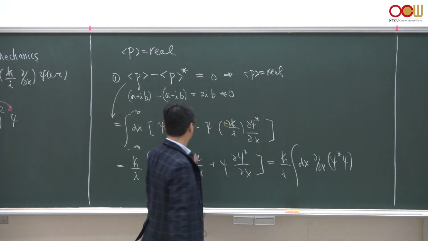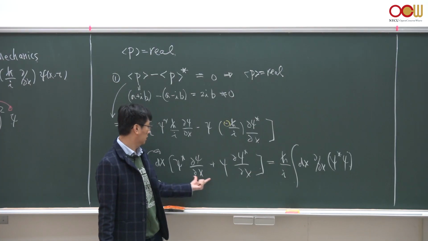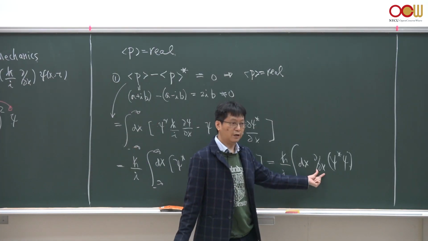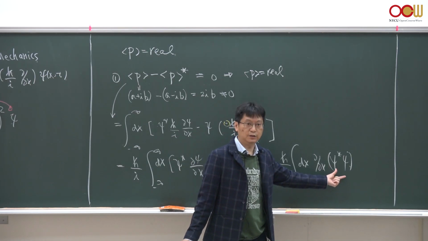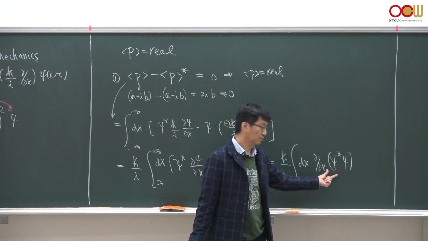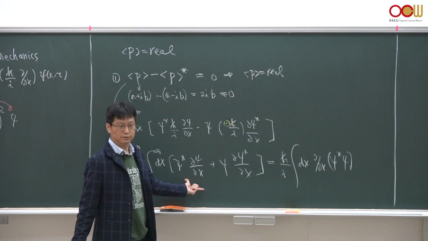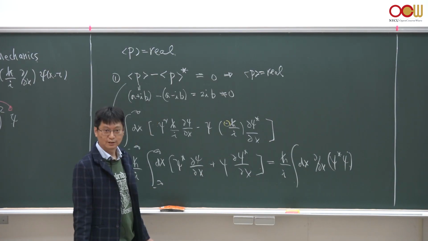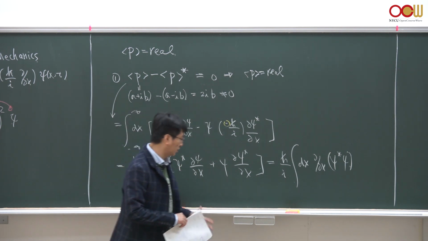Okay, so then you simply sum over these two terms, and by the chain rule, this is nothing but the partial x derivative of the whole thing, psi star times psi. By the chain rule, you can verify easily that this leads to these two terms. But again, this is a surface term.